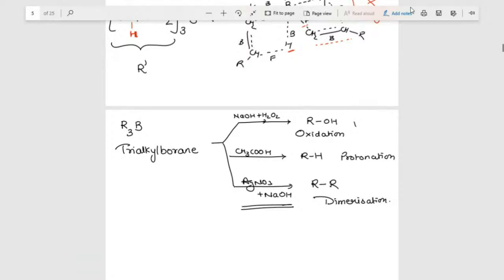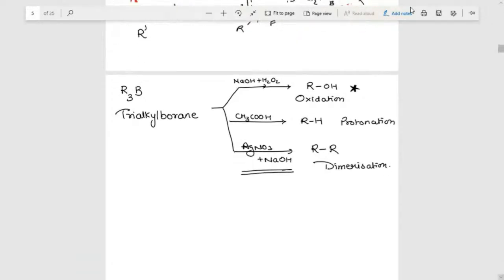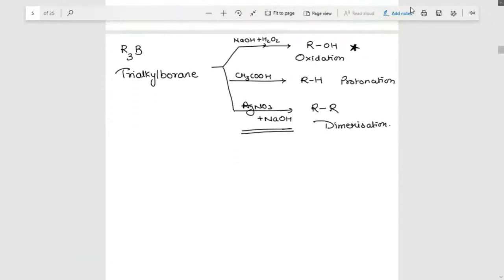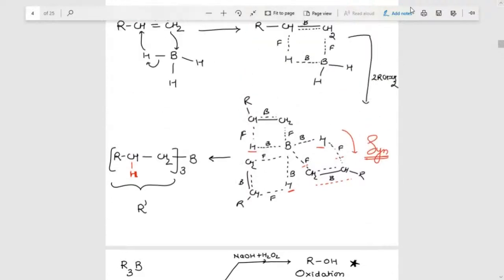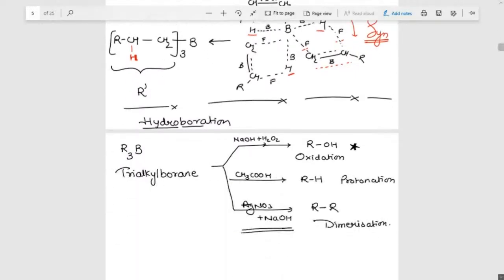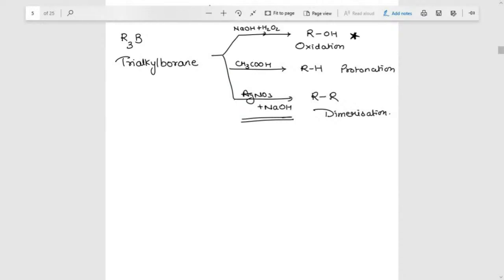But this is what is most important for us. Introduction of OH, that is the oxidation. So let me tell you how that happens. The part that we have discussed till formation of R3B, till here the reaction is called hydroboration. As you can see, we have added hydrogen and boron to the double bond. So till here the reaction is named hydroboration. And now we are moving to the second part of the reaction, which is oxidation.